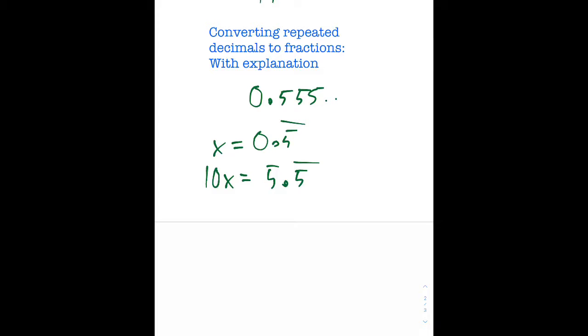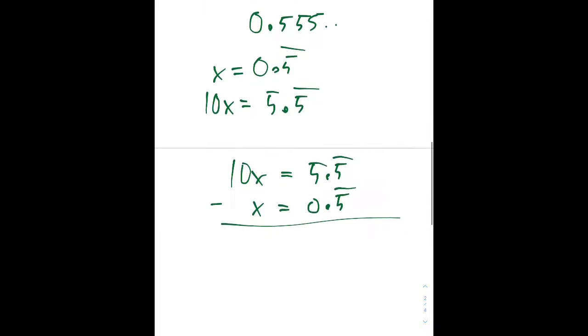Now, if we take 10x and x, we have our 10x, which is 5.5 repeating, and our x, which is 0.5 repeating. If we were to subtract these two, we may notice something interesting, which is that the 0.55555 over here and the 0.5555 over here will always cancel out. This 5 and this 5 will make 0, this 5 and this 5 will make 0. However many there are, we'll get 0. The only thing that doesn't cancel out is this digit over here. So that's 5.0.